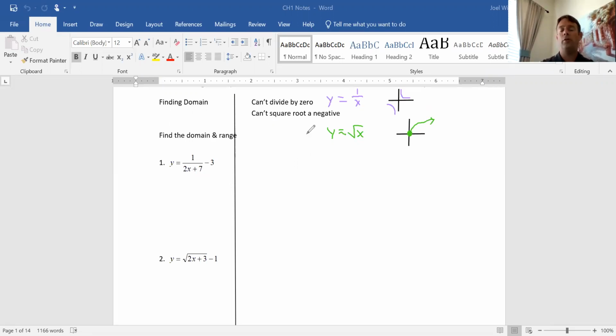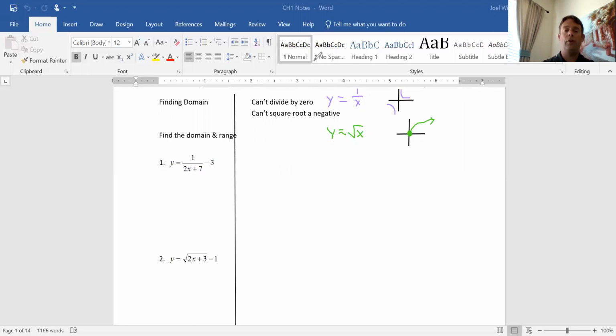But for the most part, it's almost always going to be all real numbers unless you have a denominator or you have a square root. So on this first one, if I ask you to find the domain and range, first of all, the domain is all the x values. We've already said that x can't be 0 because I can't have 0 in the denominator.